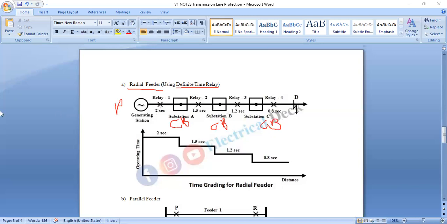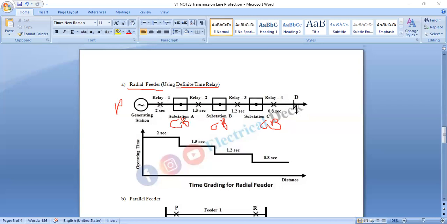Now, the relay nearest to the end of the line has the minimum time setting, while the time settings of other relays successively increase toward the source. That means relay 1 operates at 2 seconds, relay 2 at 1.5, relay 3 at 1.2, and relay 4 at 0.8. You have to observe from relay 4: relay 4 is 0.8 second, relay 3 is 1.2 seconds, relay 2 is 1.5, and relay 1 is 2 seconds.